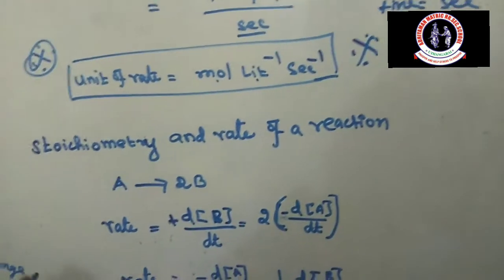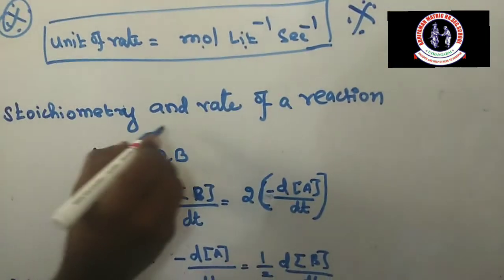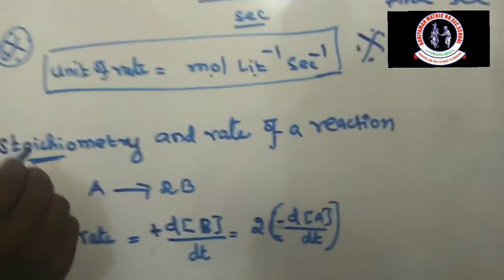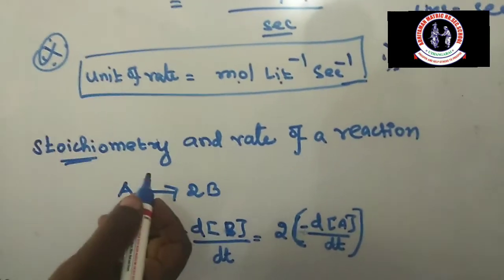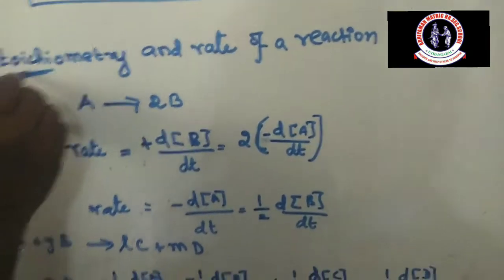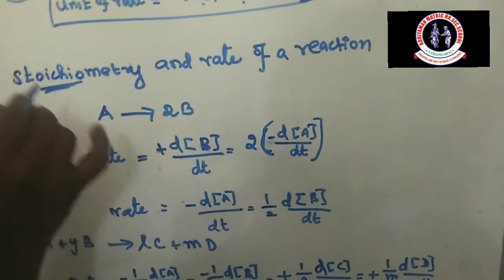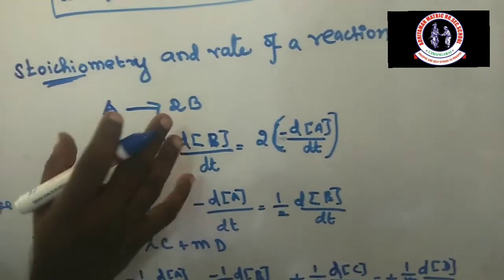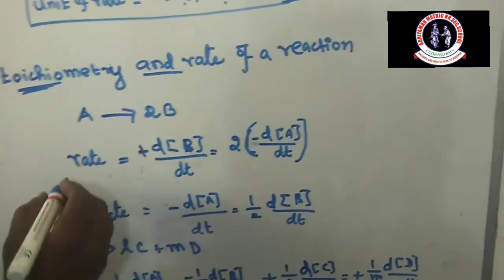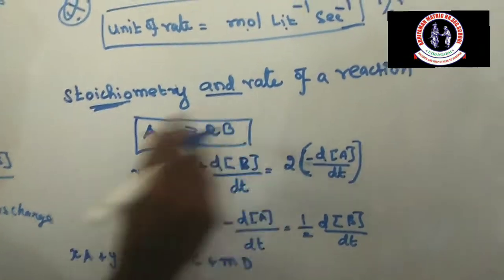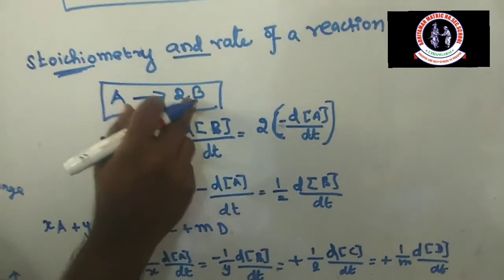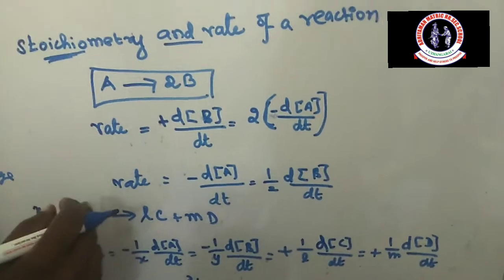Okay students, next topic, stoichiometry. Stoichiometry is nothing but the study of the balanced equation, where reactants equal products. Both sides are balanced. Stoichiometry is the study of the balanced equation, which relates the chemical reaction and the rate of reaction. Now we consider A, a reactant, giving 2B, 2 moles of product.